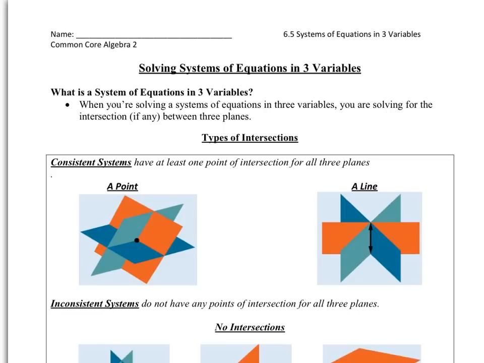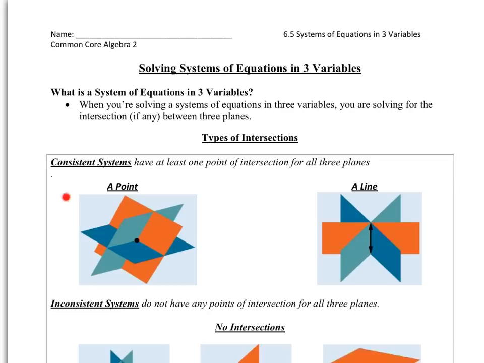Hi everyone, in today's lesson we're going to talk about solving systems of equations in three variables. What is a system of equations in three variables? Well, what you're solving for is the intersection, if any, between three planes. Now, planes is something you spoke about in geometry.